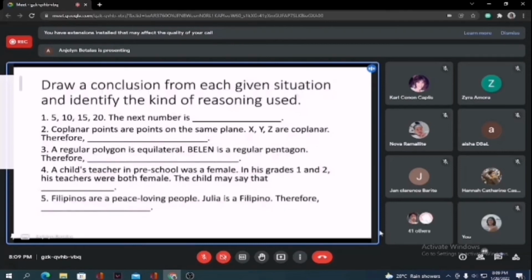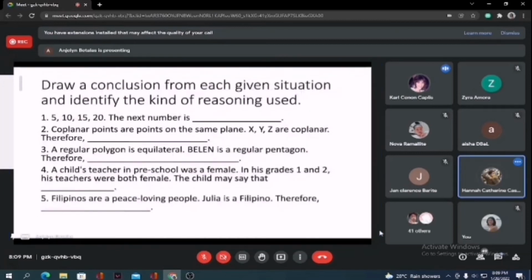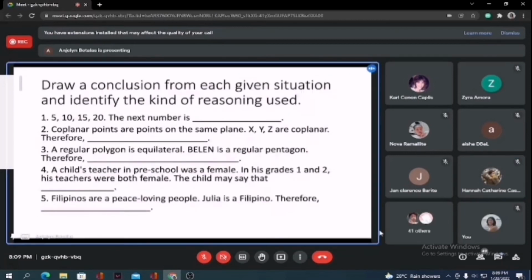So what reasoning do you use here? Coplanar points are points on the same plane is the definition. The example given: X, Y, Z are coplanar. Therefore, you conclude X, Y, Z are points on the same plane, based on the fact or definition given. So what reasoning method is that? Deductive. Very good.